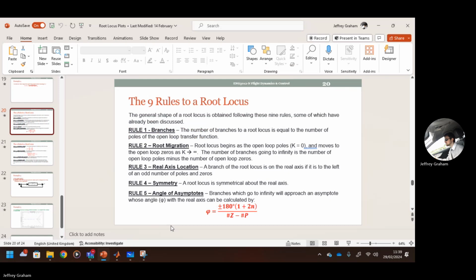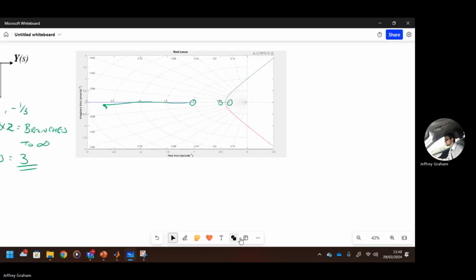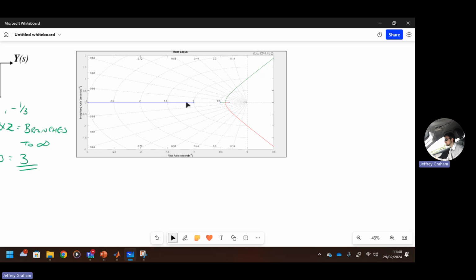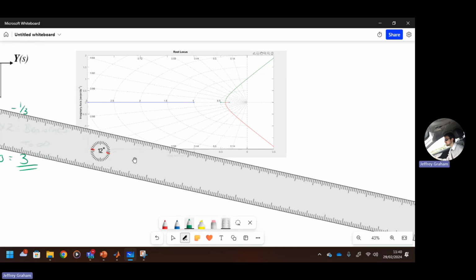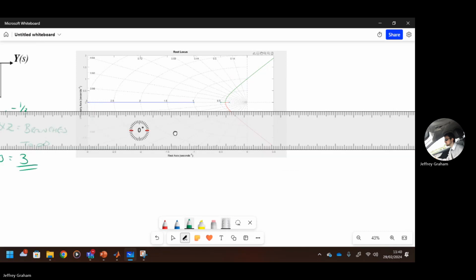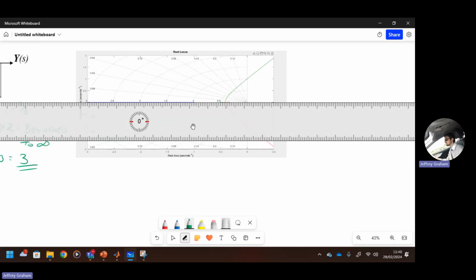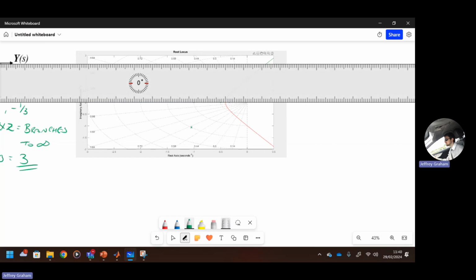Number 4 speaks for itself. The root locus is symmetrical about the real axis. Not much to it. But if you look at our root locus here, you can clearly see, if I put the ruler on, what's on the top is symmetrical to what's on the bottom.